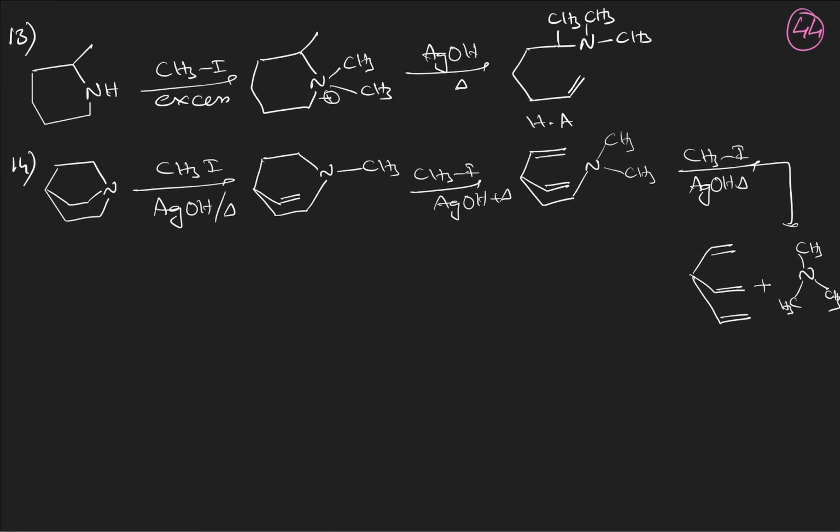First, you will do alkylation of the amine given. A secondary amine is given to you, so it will undergo alkylation 2 times, forming a quaternary ammonium salt. And in presence of base followed by heating, it will undergo Hofmann elimination reaction, and this will leave from here. It will go so that a double bond will be formed at this position.